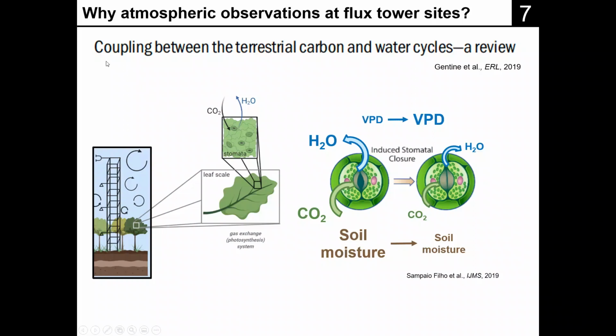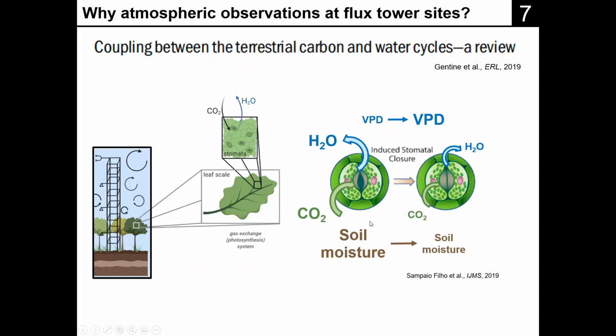So it's really important to remember that there is a tight coupling between the carbon and the water cycle, and it's important for boundary layer dynamics because the water cycle is really tightly coupled to the boundary layer processes. So here in the canopy, when you look at where the exchange of water vapor and CO2 is happening, you zoom in to the leaf scale, and on the leaves you have these stomata that are responsible for the intake of CO2 and the release of water vapor for photosynthesis.